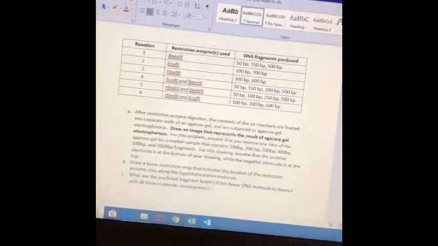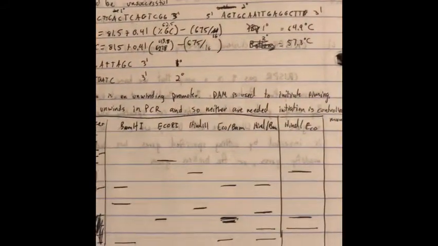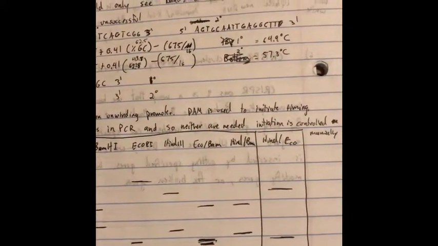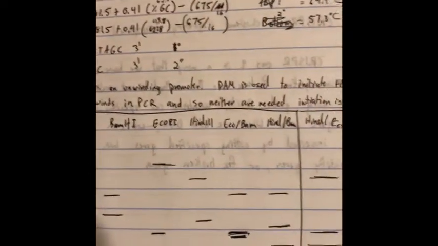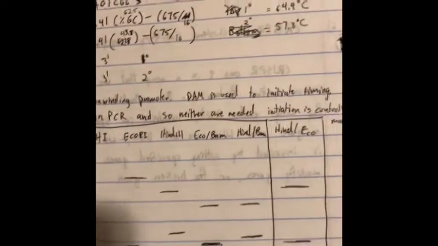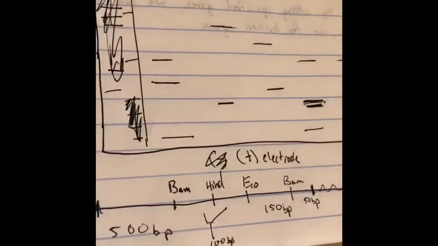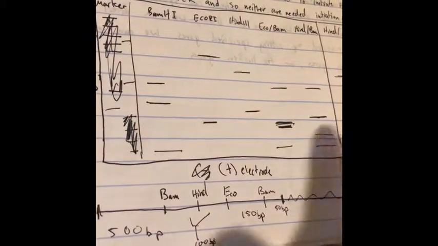Now for problem 4, we're given these restriction enzymes and the fragments they produce. The first step was just the agarose gel image. It's pretty simple. Wherever there's a DNA fragment, you would include it in that lane. And then some were multiple restriction enzymes at once. Draw a linear restriction map. So again, you use the agarose gel to see where it was cut.